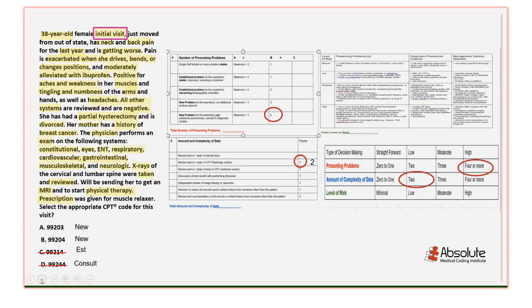All right, so I'm going to go ahead and circle that over here under amount of complexity of data, okay? So that gives us a low, okay, for complexity of data. Now, last thing we need to figure out is the level of risk. Are we dealing with a minimal, a low, a moderate, or a high? Let me know in the chat.